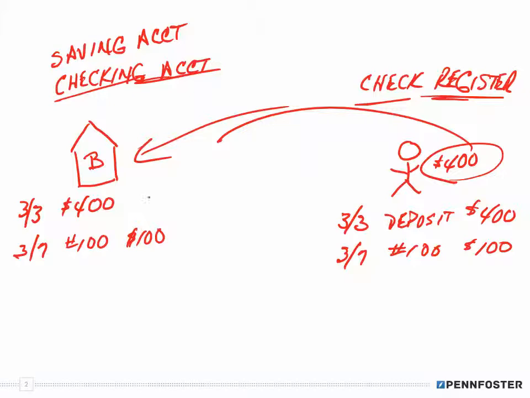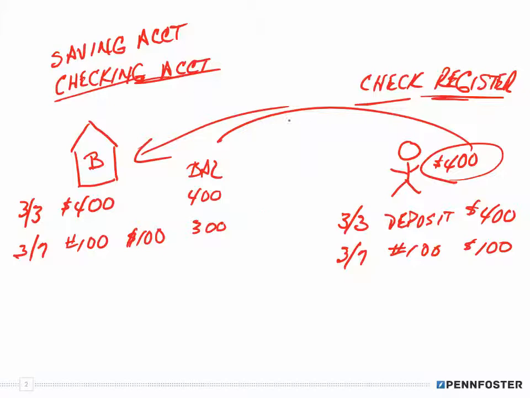Okay, and the difference in your account, now the balance in your account, is going to be $300 left. Okay, and that's what you're showing in your check register yet: 400 less the 100. Okay, and all is fine.